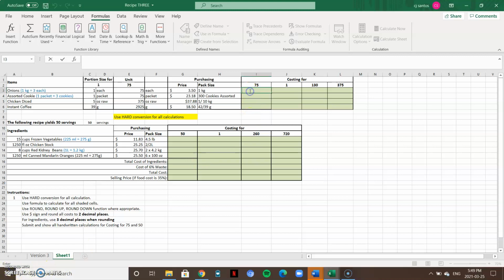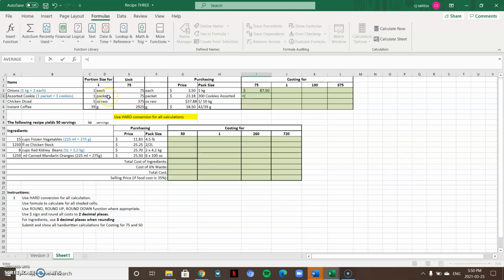So with the first one, for onions, we would open bracket and then get $3.50 divided by 3 because there's 3 each in 1 kilogram, and simply multiply it by 75 each, and that should give you $87.50.